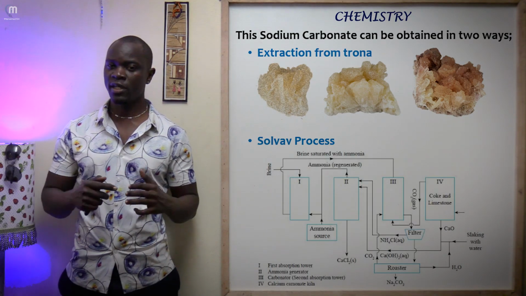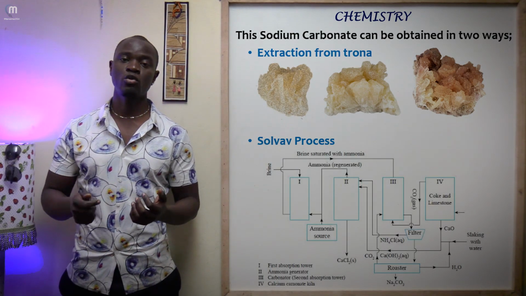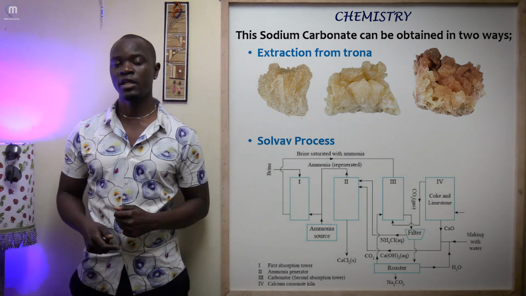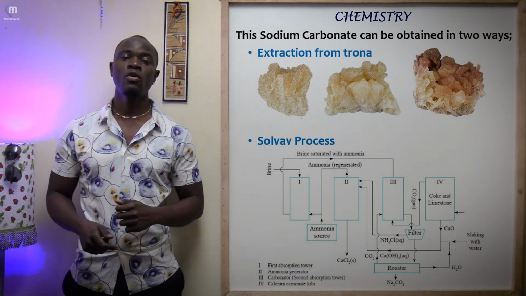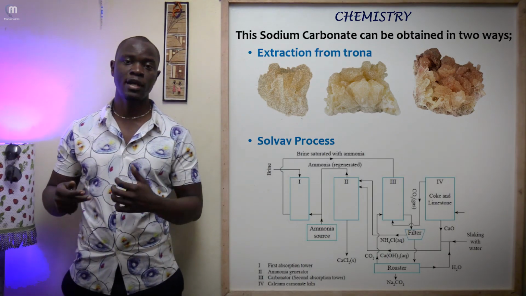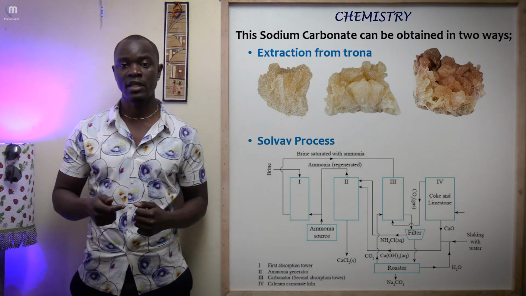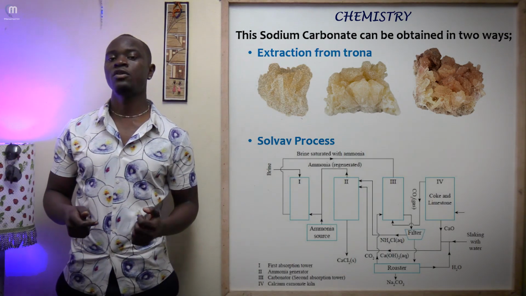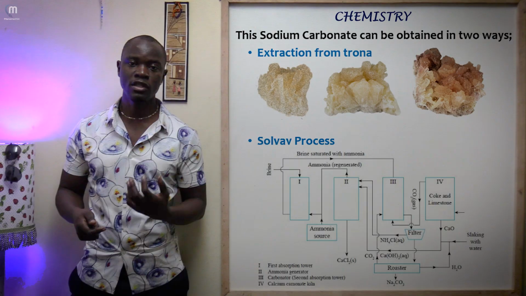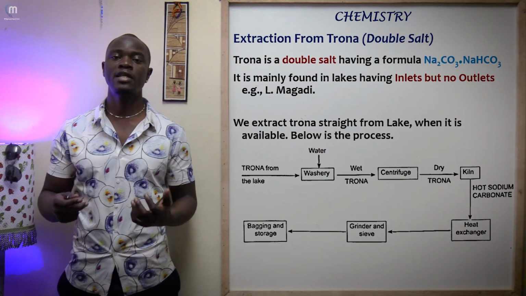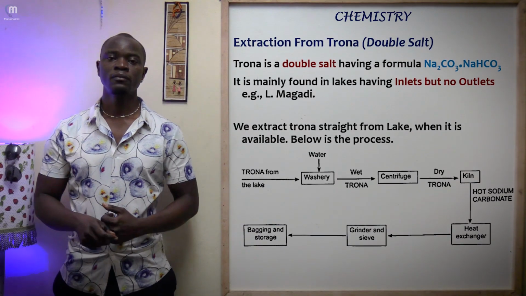So remember, if Trona is not available, we are going to undertake the Solvay process. This Solvay process, as you have said, is the process whereby we manufacture our own sodium carbonate by using the raw materials which are found in the environment. These raw materials must be reliable. They must also be cheap so that we can undertake the Solvay process.